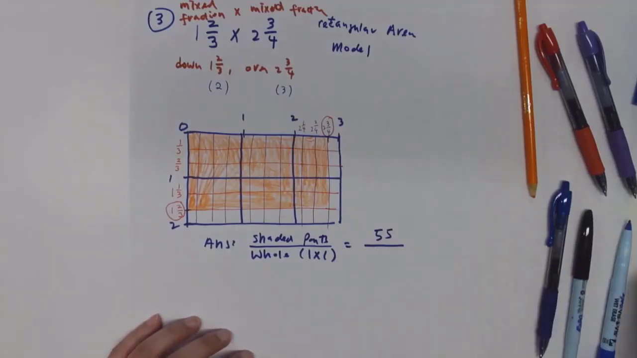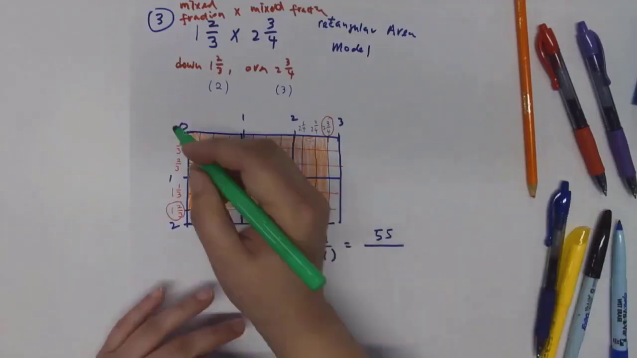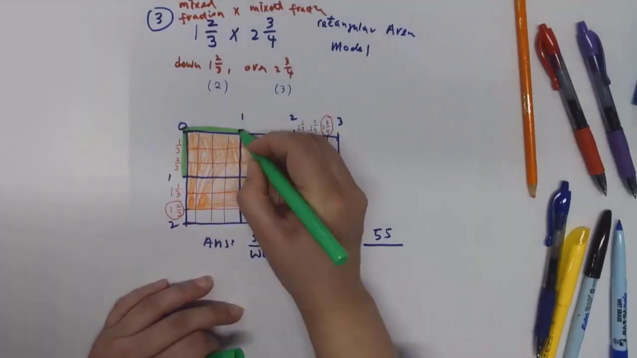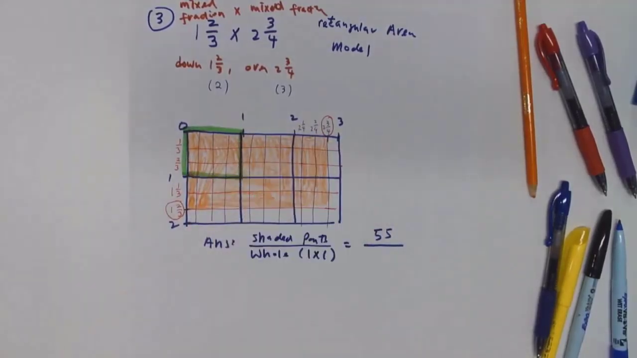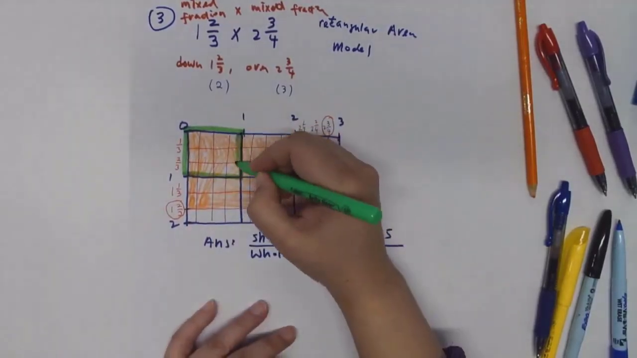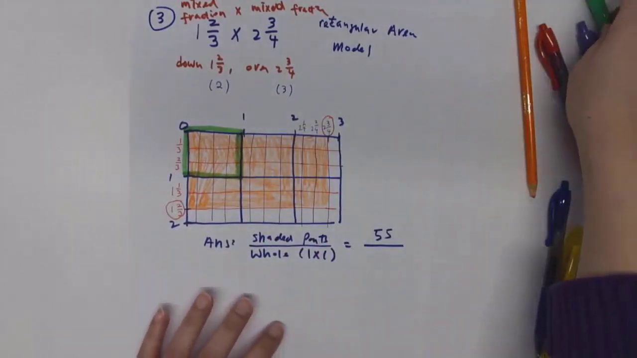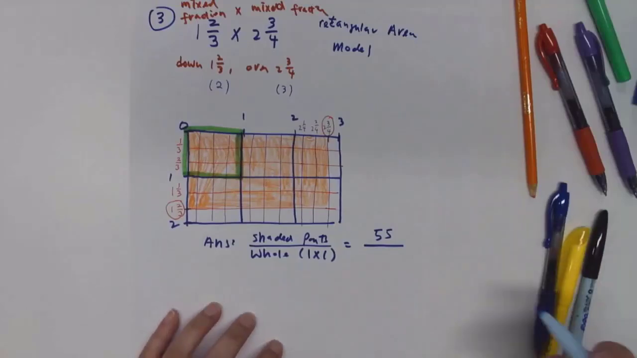I'm going to highlight from down 1 to over 1, right? So down 1, you need to highlight it. Over 1, like this. I can see the 1 by 1 whole is going to be represented by how many little boxes? 12.